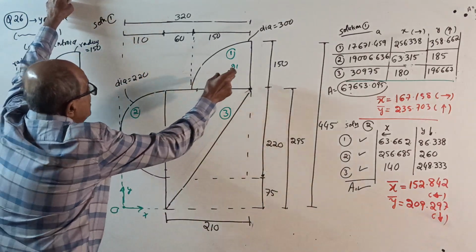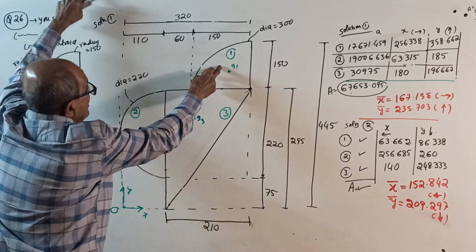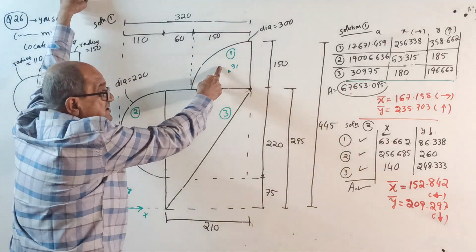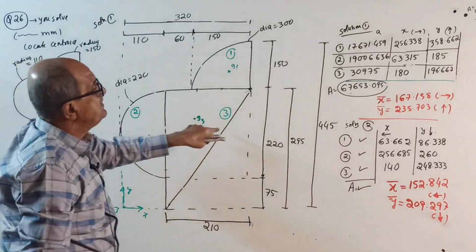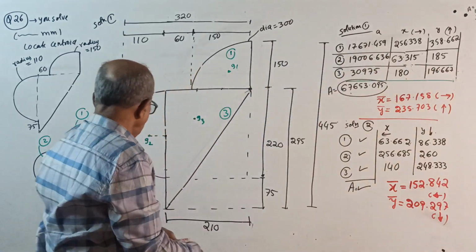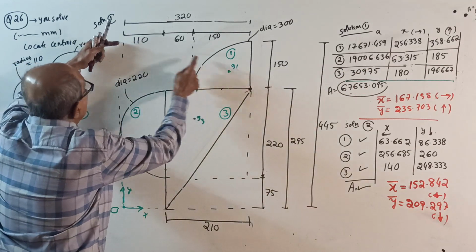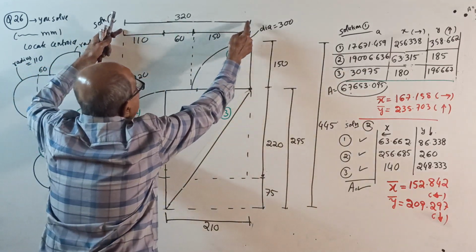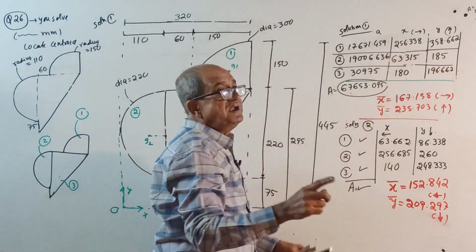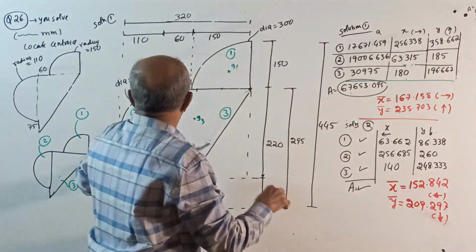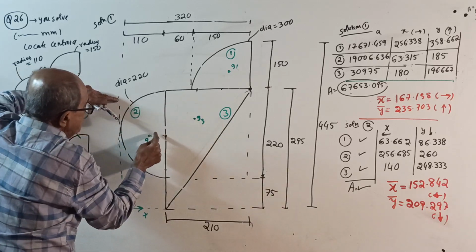Okay, start. I already told 4r by 3 pi. Now x. Area I wrote: pi by 16 of diameter square, pi by 8 of diameter square, half into base into height. Sorry, I was telling x and y. See, origin here. X for figure 1 is 320 minus 4r by 3 pi. You should write neatly how the answer came. Second one, 110 minus 4r by 3 pi.